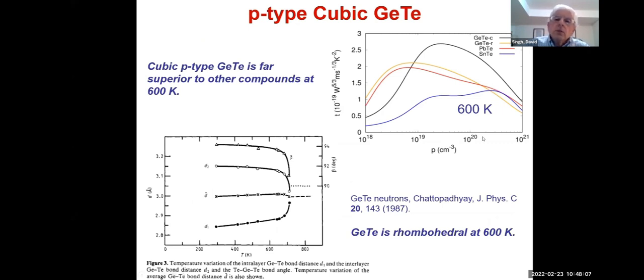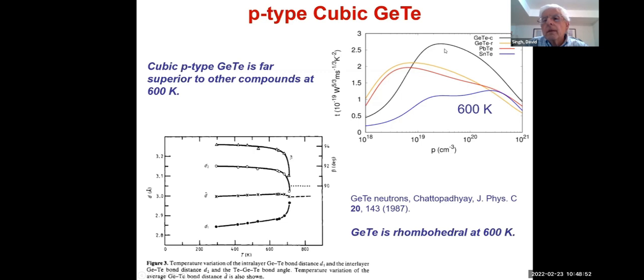What is being shown here at the top is this electronic fitness function as a function of carrier concentration, P-type, for some different materials. Lead telluride, which is a known good thermoelectric material, tin telluride, then rhombohedral germanium telluride, which is the actual crystal structure of germanium telluride at 600 Kelvin, and then cubic germanium telluride, which is the crystal structure only at higher temperature, not at 600 Kelvin. So this is just showing that there's a phase transition in germanium telluride, and at 600 Kelvin, you're in the low temperature phase. But never mind that.